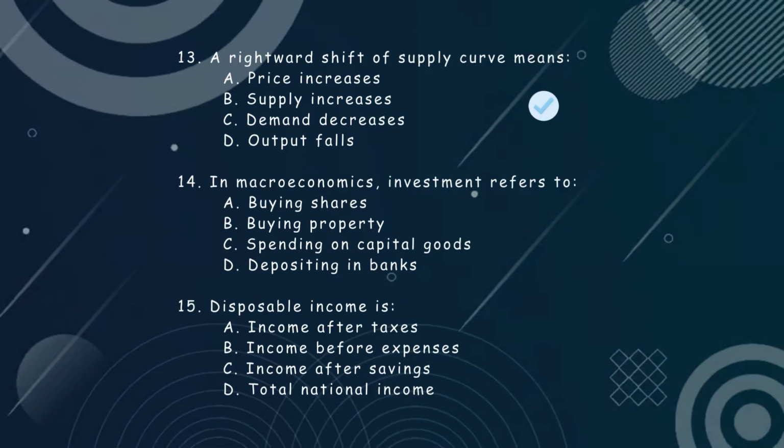Question number 14. In macroeconomics, investment refers to: A. Buying shares. B. Buying property. C. Spending on capital goods. D. Depositing in banks. Answer: C. Spending on capital goods.